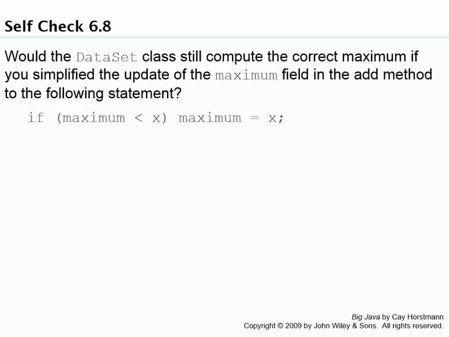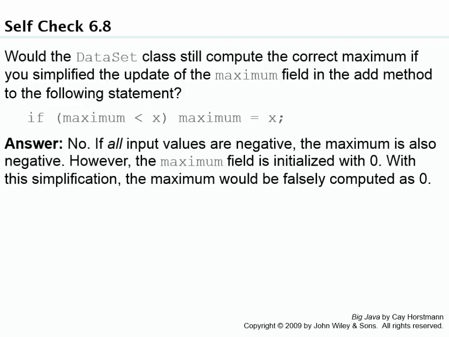Would the DataSet class still compute the correct maximum if you simplified the update of the maximum field in the add method to the following statement? If maximum is less than x, then maximum equals x. Would that work? Seems plausible. It says no. If all input values are negative, the maximum is also negative. However, the maximum field is initialized to 0 with this simplification. The maximum would be falsely computed as 0.